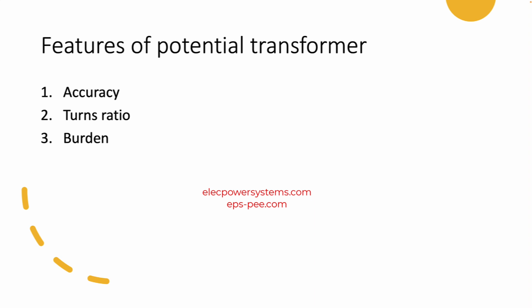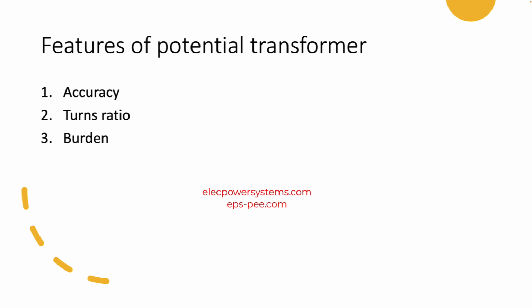PTs provide accurate voltage measurements and are designed to minimize errors in voltage measurement. Turns ratio. The turns ratio of a potential transformer determines the ratio between the primary voltage and the secondary voltage. Burden. PTs have a burden, which is the maximum load that can be connected to the secondary winding without affecting accuracy.